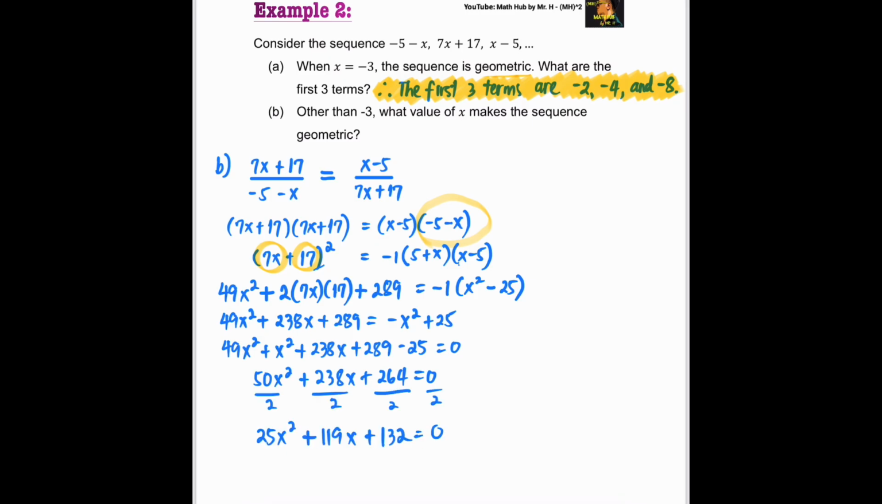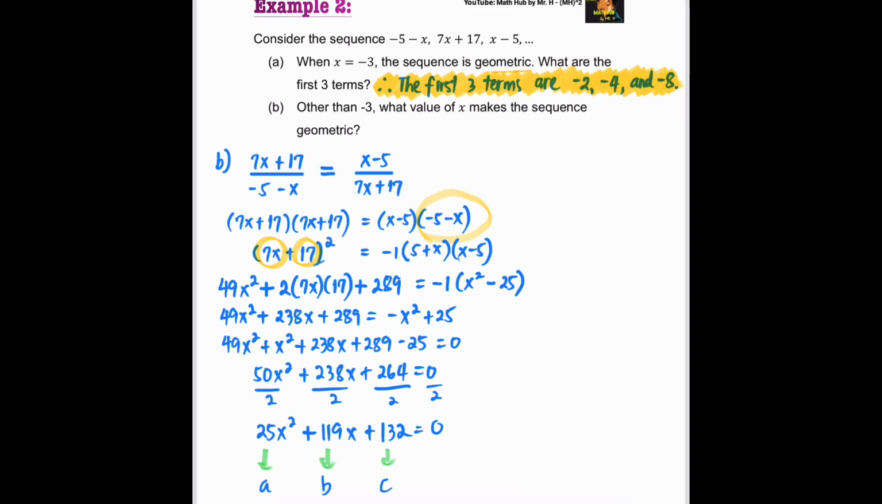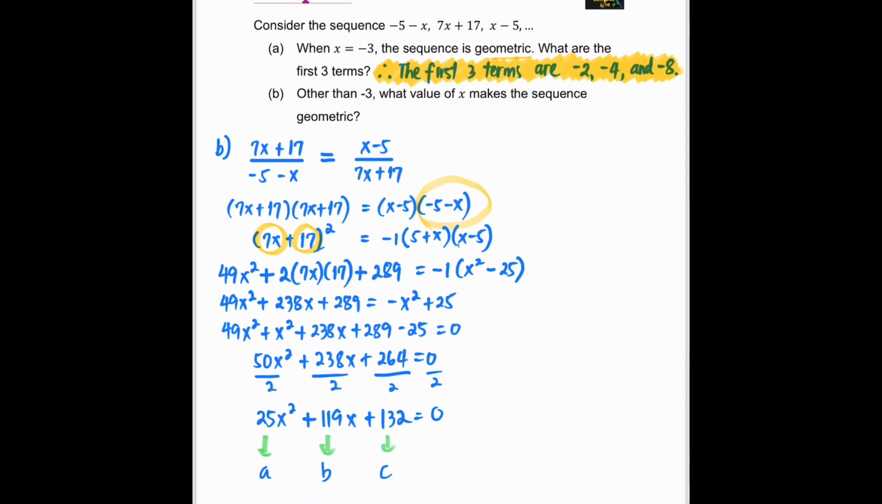And maybe you're wondering, even if you use the original one or the reduced one, you will still get the same answer. You're just making life easier with the second one because the numbers are smaller. All right, so let's apply the quadratic formula here. And we'll have here the value of A. So B is 119 and C is 132. I'm going to be writing the solution here on the right hand side.